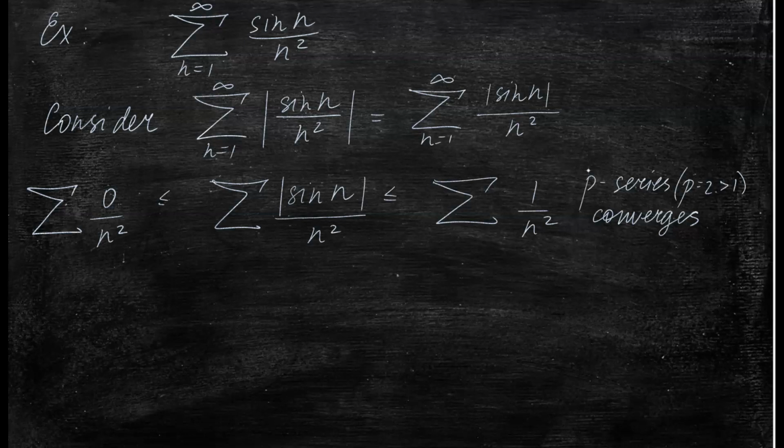And that means we have, again, this is like a squeeze theorem. We have a sequence of partial sums that has an upper bound, and it's increasing because now all the elements here are positive, and therefore this series in the middle must converge. So this series converges by what we actually call the direct comparison test.